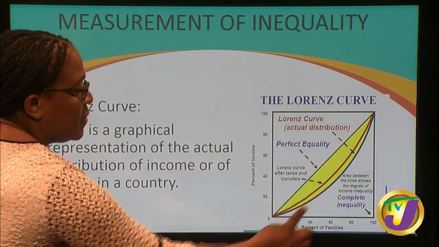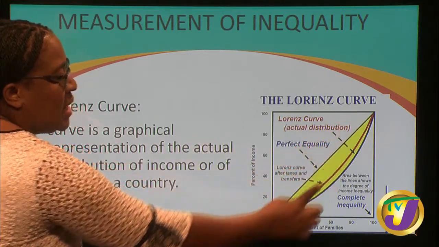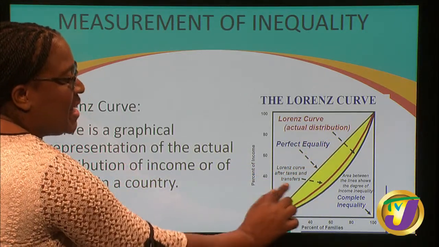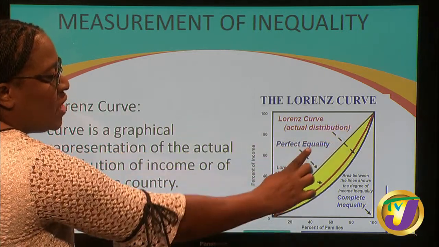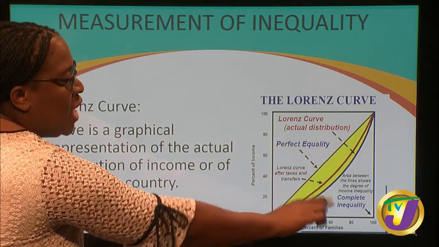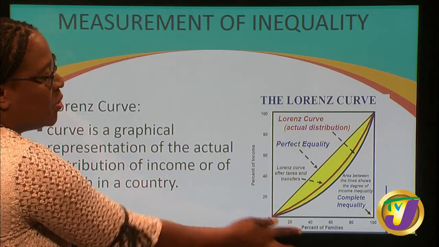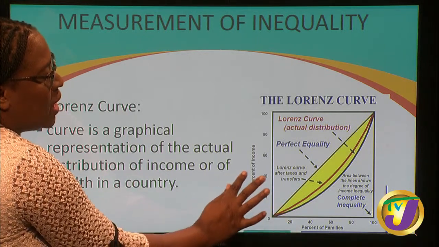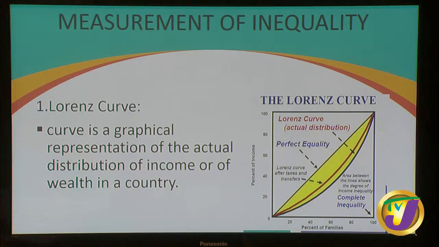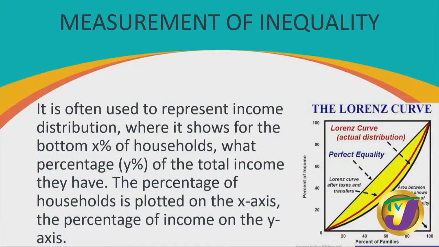Now it is the curve, this part here, which sometimes I refer to as the belly. The further away it is from the line of equality, it means that income is growing more unequal as it relates to the percentage of families that own income in the economy. I said that part already, that if we look at the X and Y axis, it's percentage of income and percentage of families.